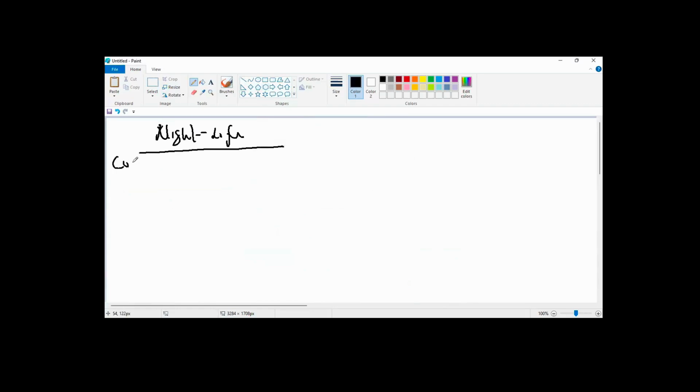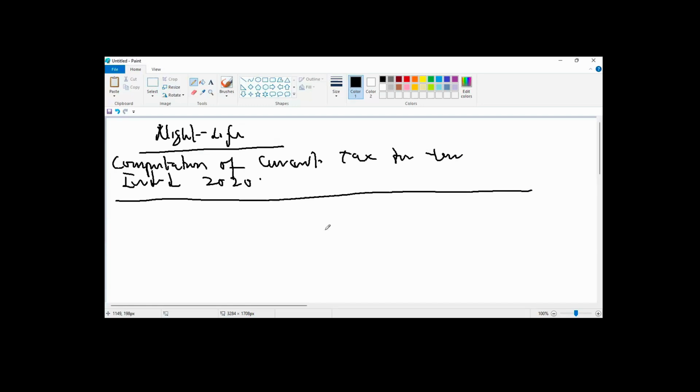First, I'm saying computation of current tax for the year ended 2020. He has told me the income tax for the year ended. He has said it. For the year 2020, this year, current tax, he has given me.